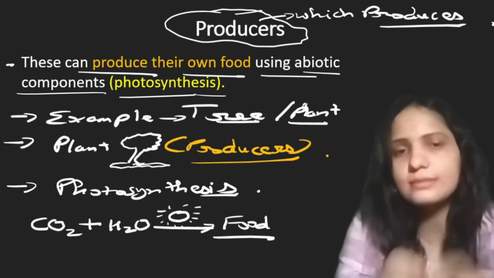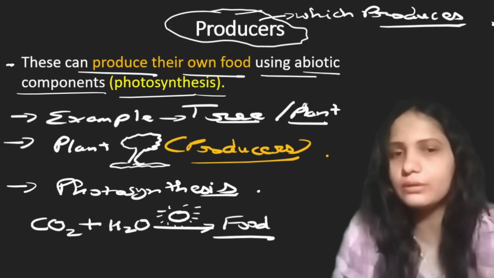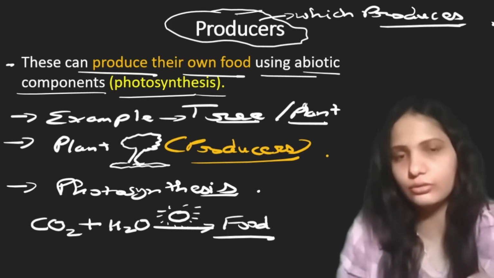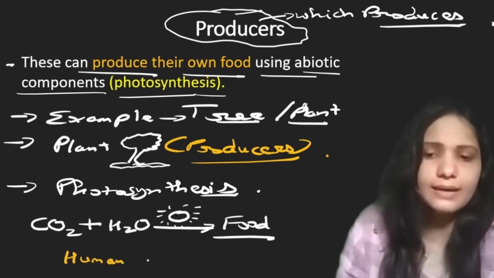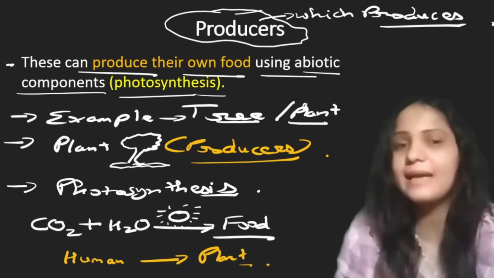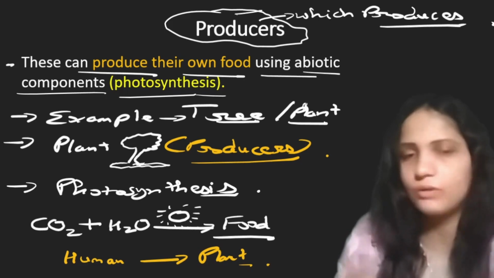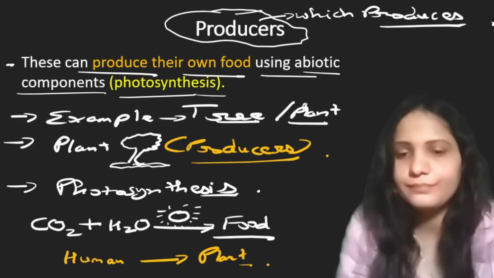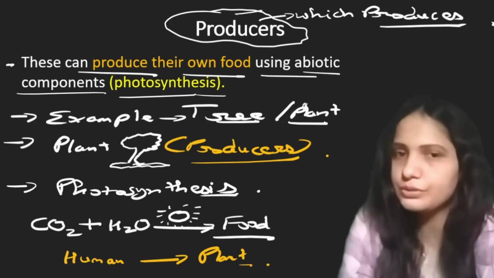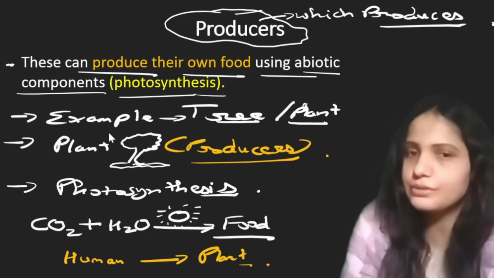Now you know the answer to why plants are the producers: because they produce their food on their own. They do not depend on any other organism for their food. Like we humans depend on plants for food. We get our food from plants, but plants do not depend on any other organism for their food. They make their food by using abiotic factors. Now you know what producers are, what the examples of producers are, and why we call plants producers. These are the questions we have already answered.